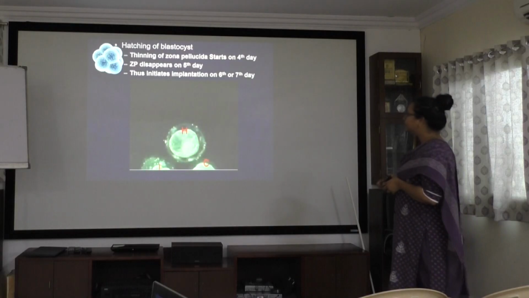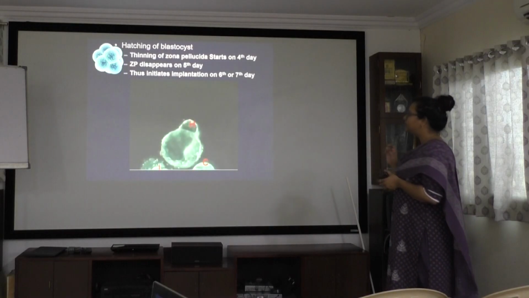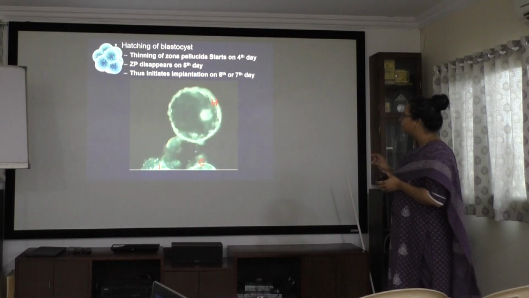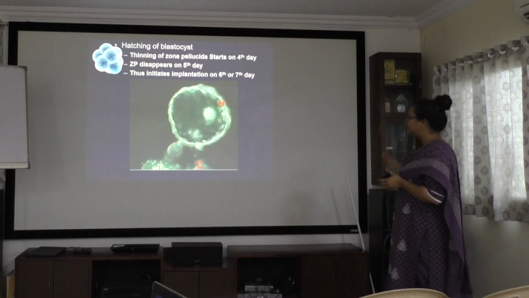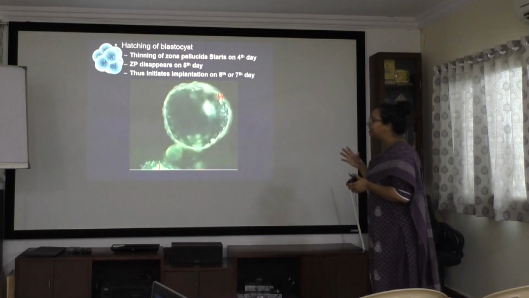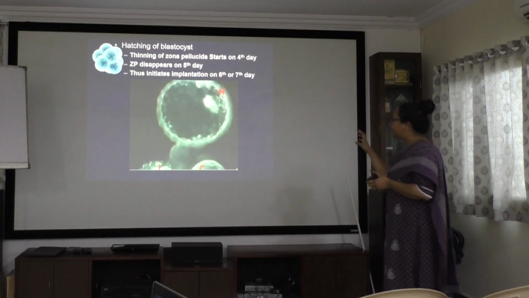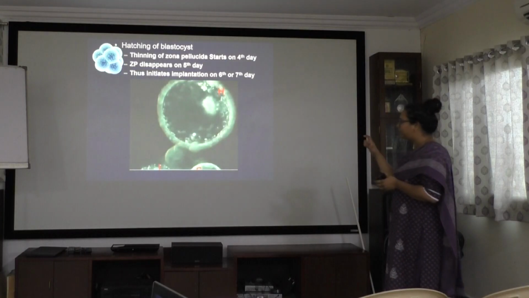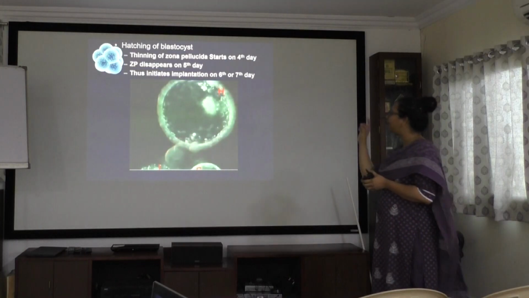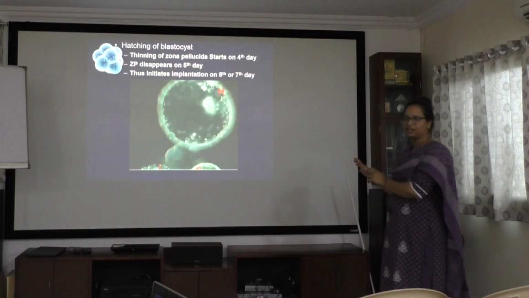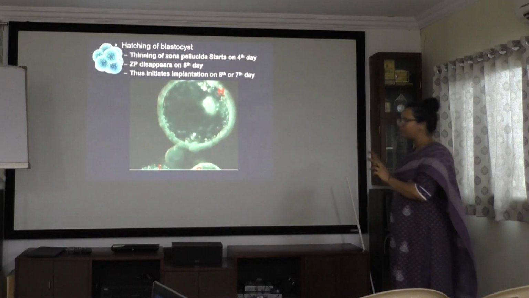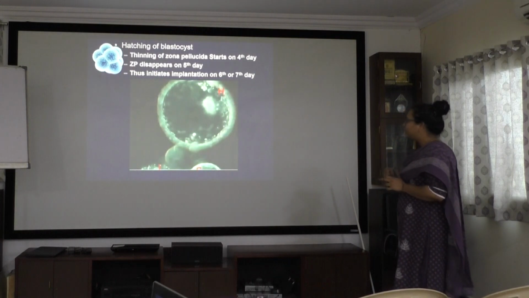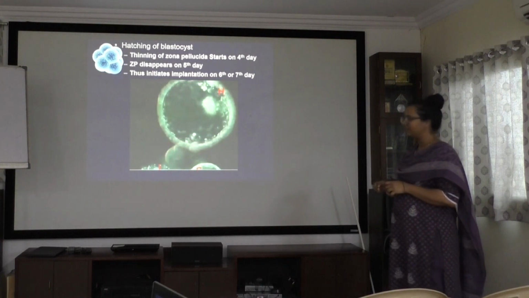After that, on the 5th to 6th day, the zona pellucida becomes thinned due to proteolytic enzymes and disintegrates. After thinning, on the 6th day, the zona pellucida disappears. Once the blastocyst is hatched from the zona pellucida layer, the trophoblast cells have the tendency to stick to any organ or any surface when they come in contact with. So this initiates the implantation on the 7th day after fertilization.